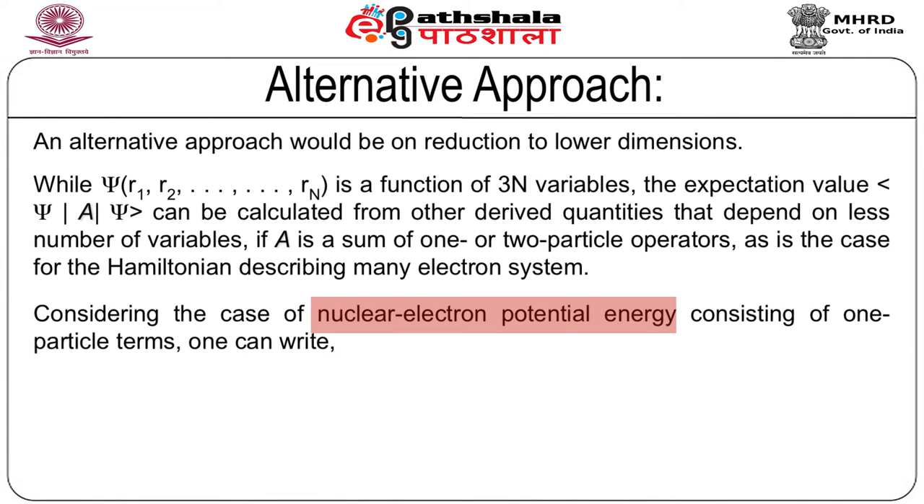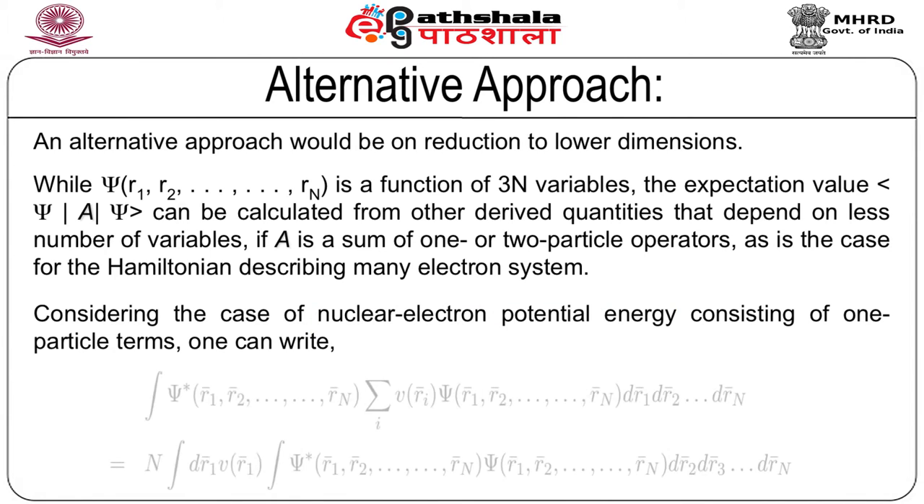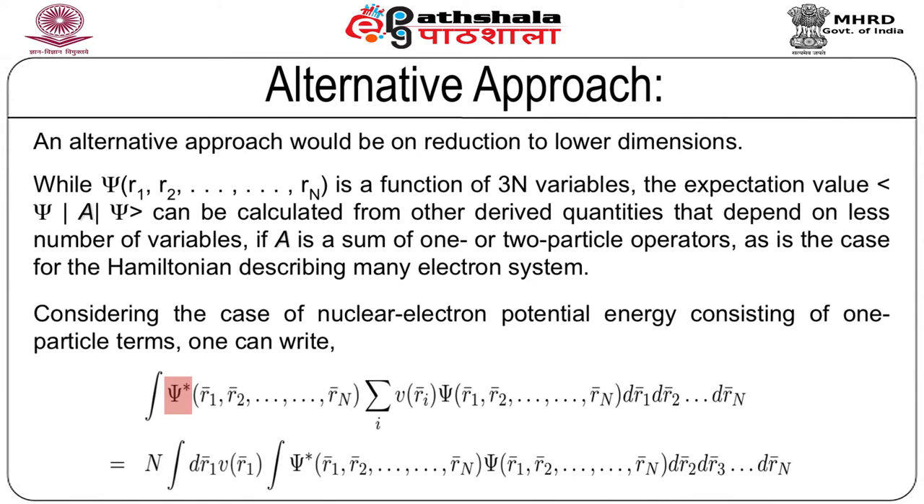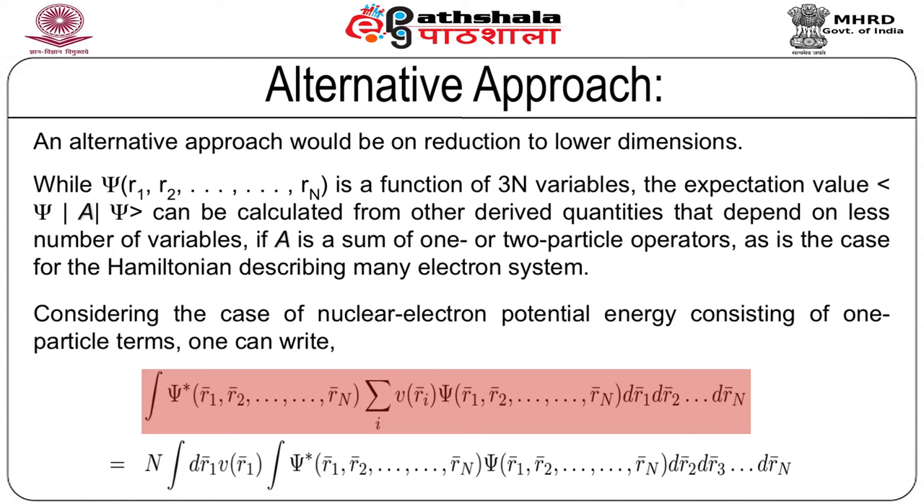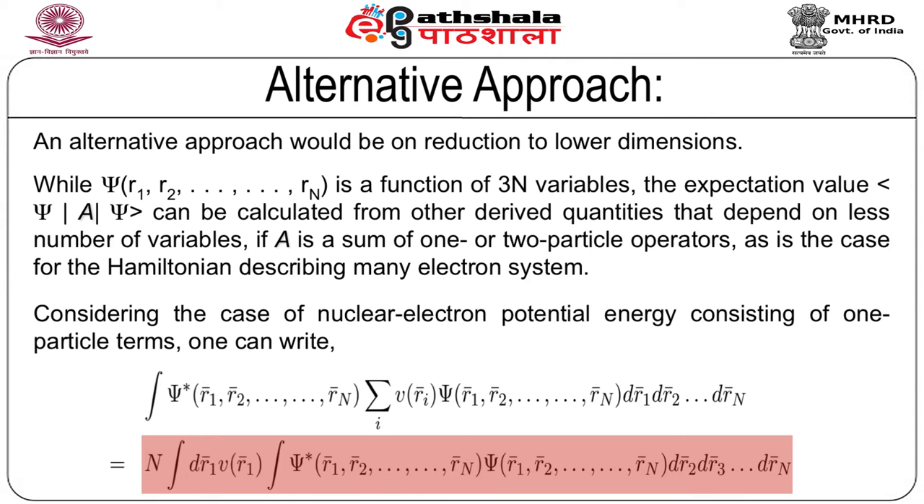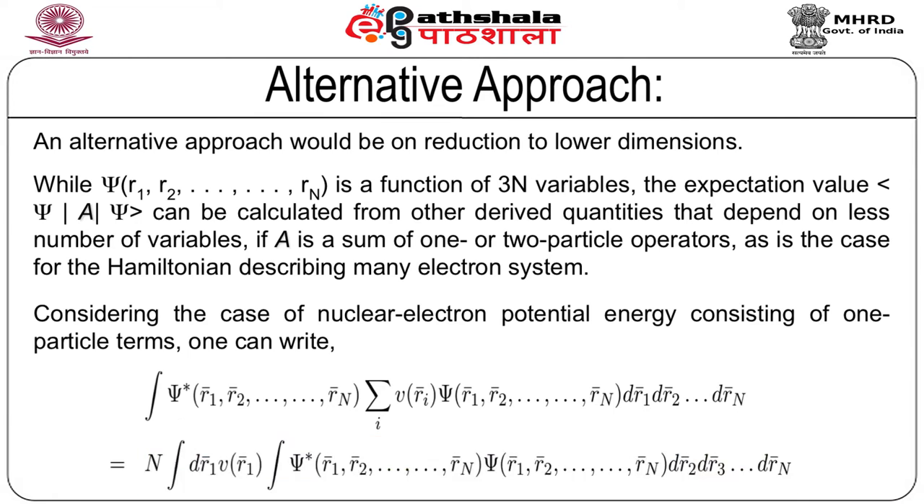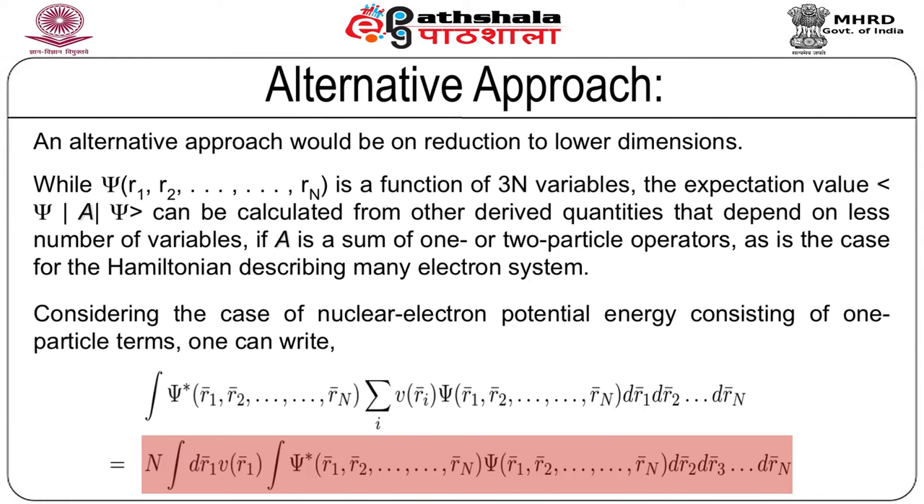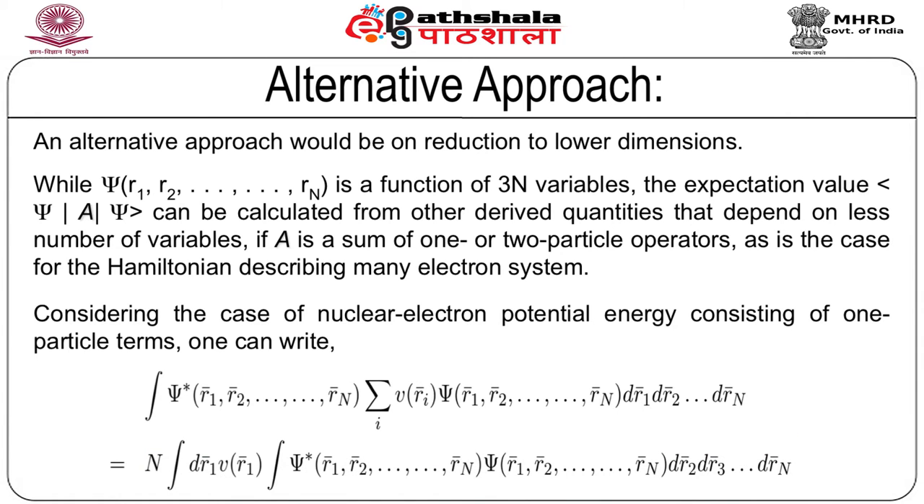Considering the case of nuclear-electron potential energy, which consists of only one particle terms, one can write the integral psi star, summation over i of Vi, times psi, integrated over r1 to rn. In this integral, one uses the property that V of r1 is equal to V of r2 equal to V of rn. So this summation can basically be replaced by n times V of r1. One can then write the above integral in the form shown in the second line, n integral dr1 V r1 integral psi star psi, but now integrated over r2 till rn.